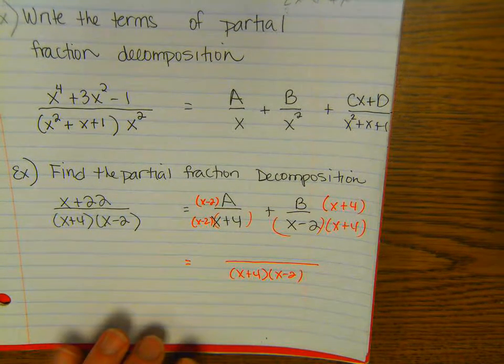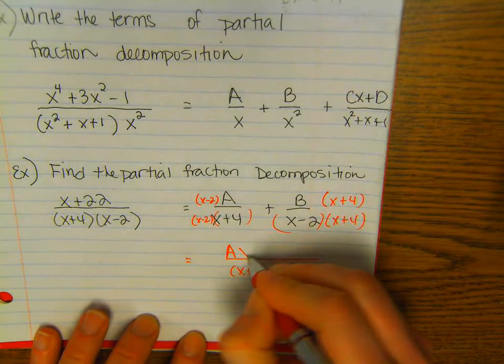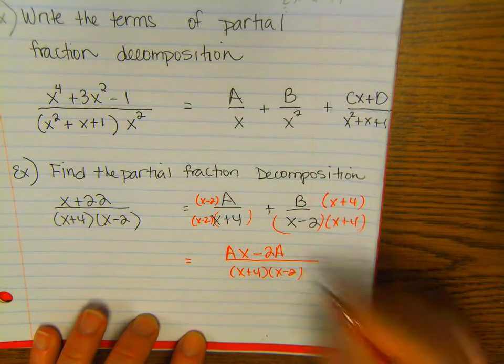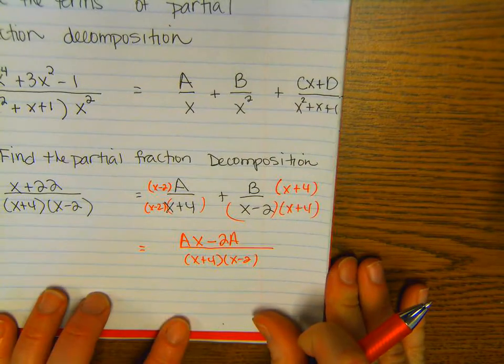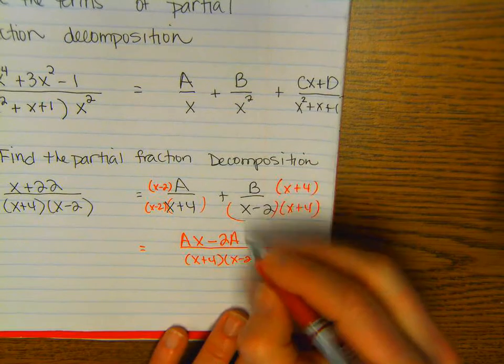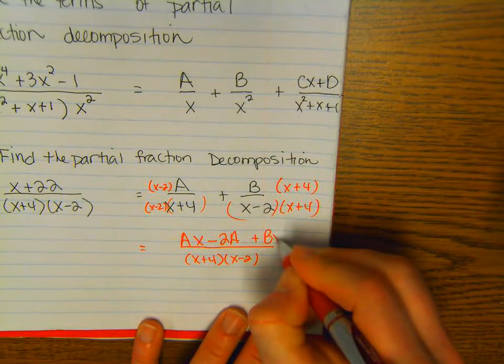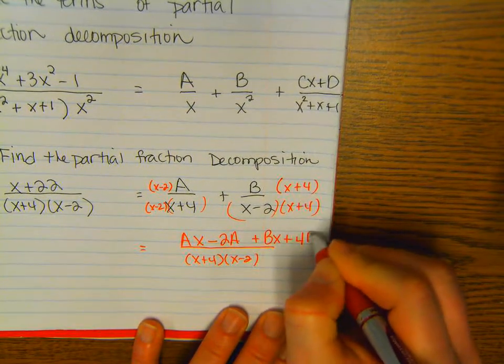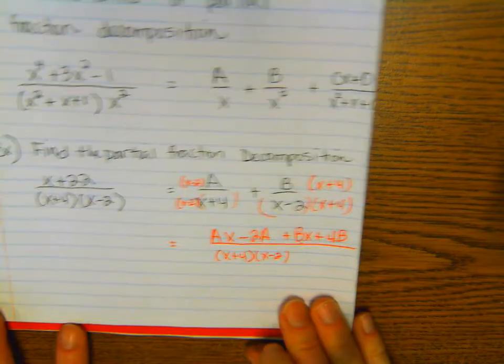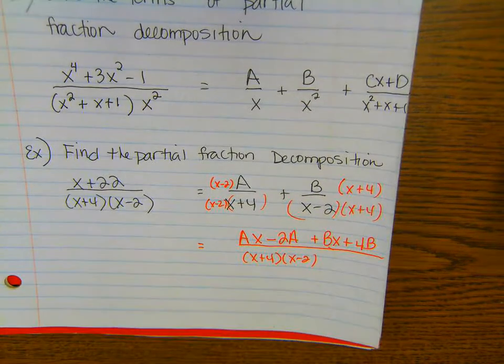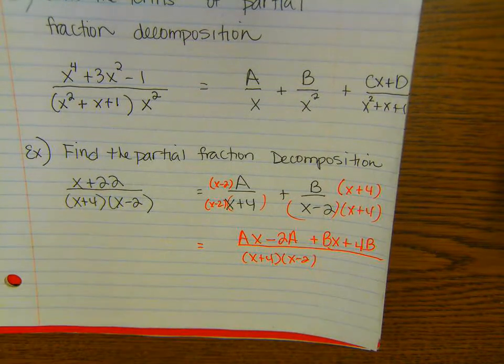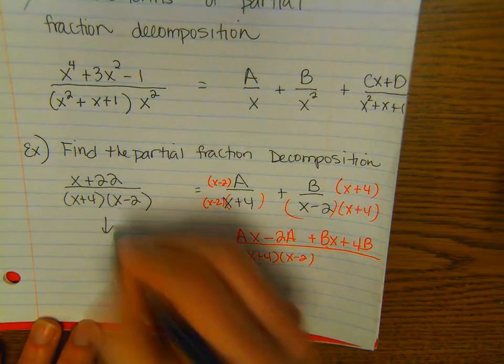Yeah, we're going to have A's in it, so let's distribute the A. So I'd have AX minus 2A, agreed? And then what about with the B? Plus BX plus 4B. Okay. Now, keep in mind, we are trying to figure out what A and B are so that they equal what on the other side?